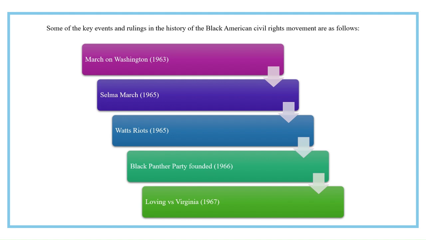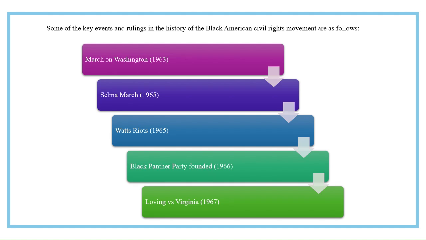Heart of Atlanta and McClung, in which the court upheld the public accommodations provisions of the 1964 Civil Rights Act on the ground that Congress had the authority to enforce civil rights legislation under the Commerce Clause because segregation in public accommodations affected interstate commerce.